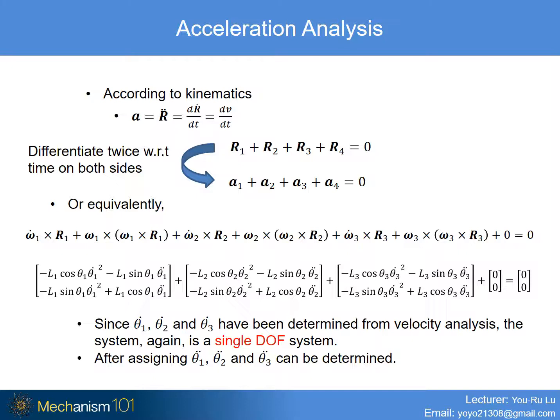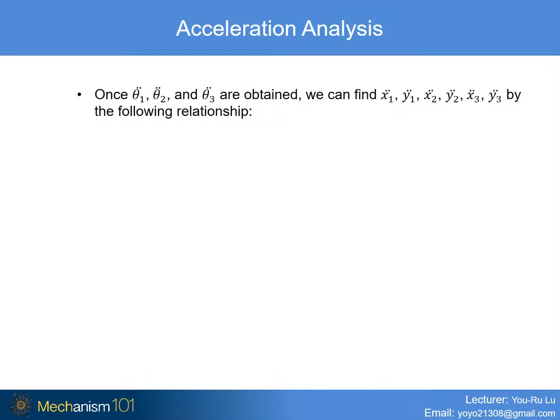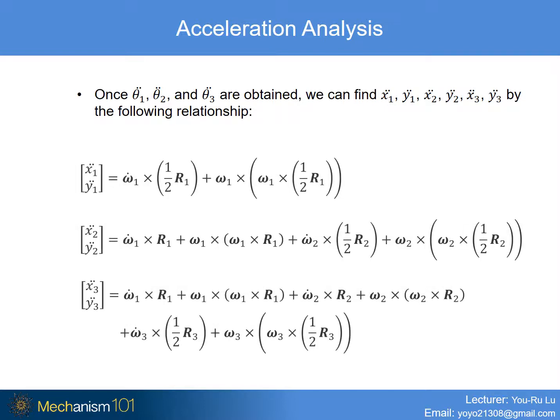Since θ1 dot, θ2 dot, and θ3 dot have been determined from velocity analysis, the system is again a single DOF system, which means after assigning θ1 double dot, θ2 double dot and θ3 double dot can be determined. Once they are determined, the rest of the coordinates can be determined by the following relationships.